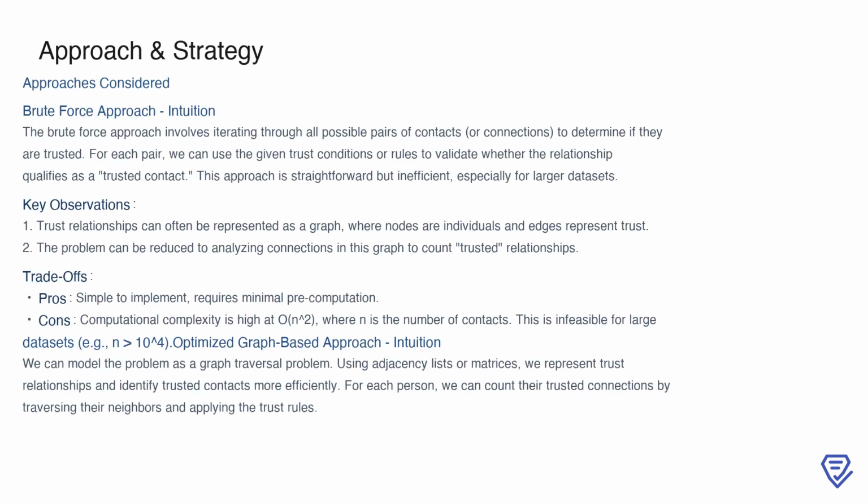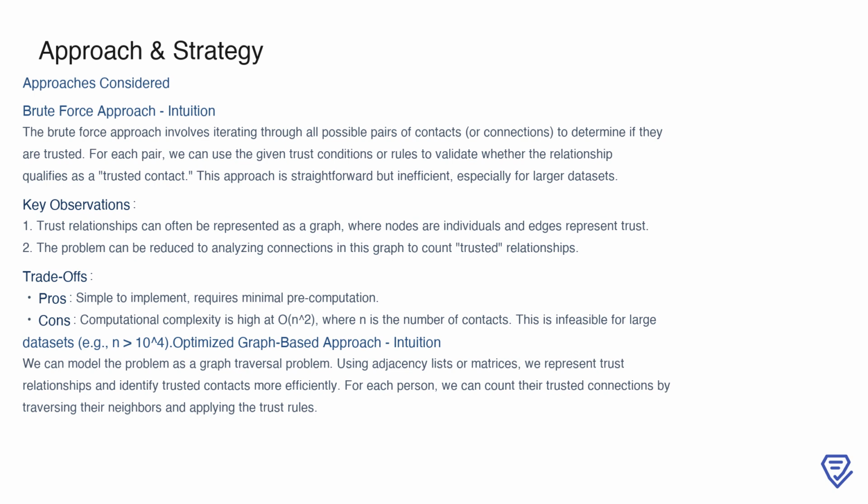Let's get started. To tackle the problem of identifying trusted contacts, let's first consider the brute force approach. The intuition behind this method is straightforward. For every pair of contacts, we check whether the given trust conditions are satisfied to classify the relationship as trusted. This involves iterating through all possible pairs of individuals, making it conceptually simple but computationally expensive.